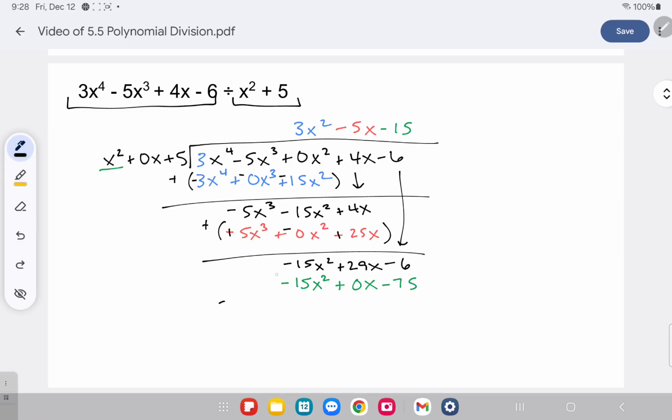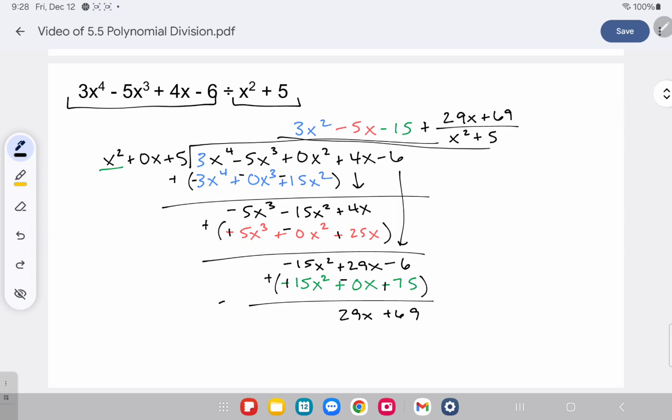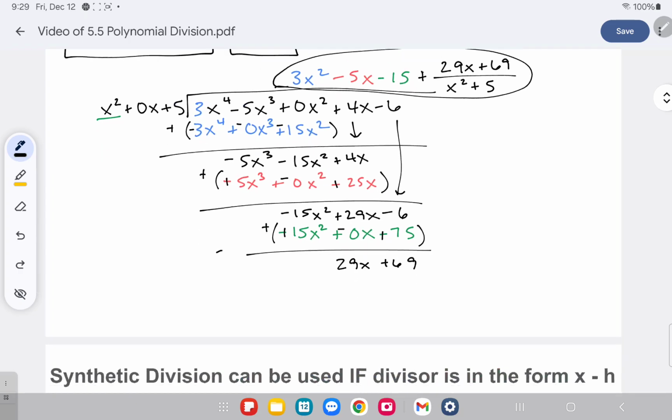And when I go to subtract that, I get 29x and 69. This is where we ran out of room. We just got our constant term, which means what's left is our remainder. So our remainder is 29x plus 69 all over that divisor, which was x squared plus 5. So this whole thing is the answer to the division problem. So that's long division with polynomials.